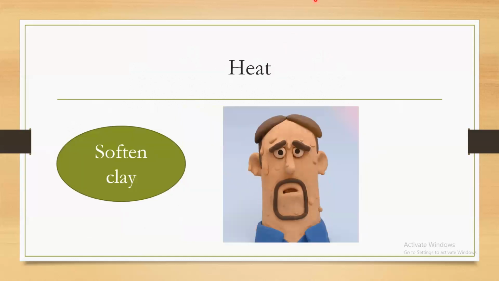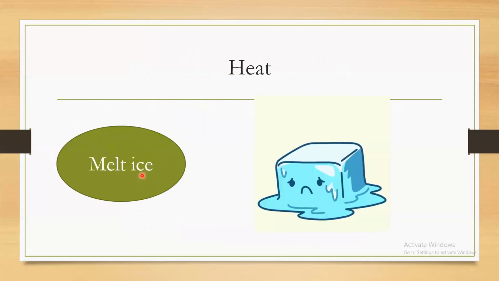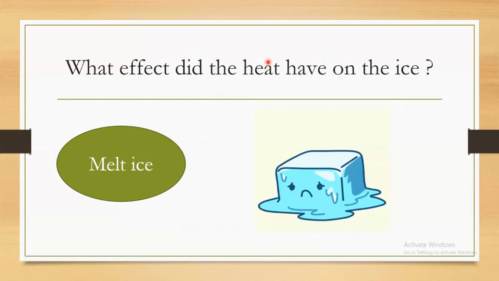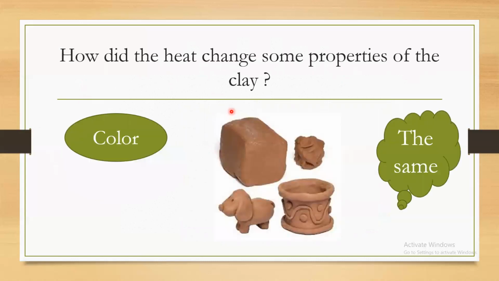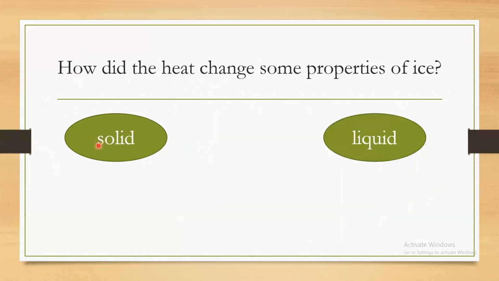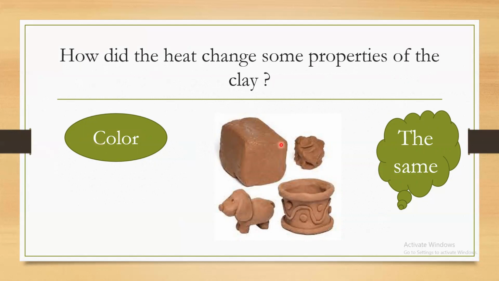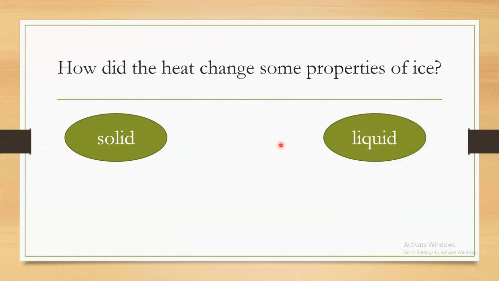So heat will soften clay. Heat will melt ice. So what effect did the heat have on the ice? It will melt the ice. What effect did the heat have on the clay? It will soften the clay. So how did the heat change some properties of the clay? The color of the clay will stay the same, but the shape and size will change. Shape changes by heating and cooling.